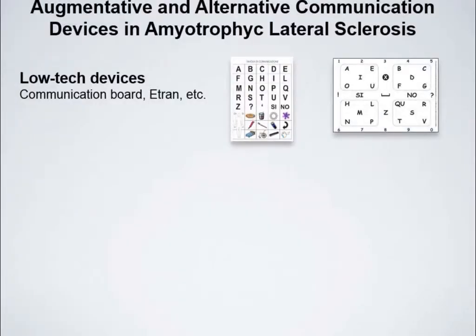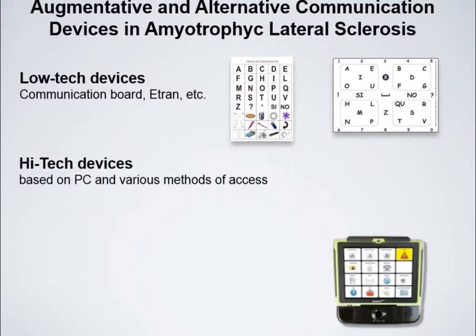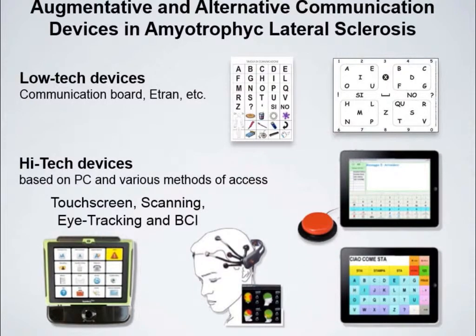For many years, we have been using augmentative and alternative communication devices in order to recover communication abilities in people with amyotrophic lateral sclerosis. We can distinguish two categories of communicators: low-tech devices, such as communication boards, slate with marker, ETRAN boards, and the high-tech devices. The latter are based on different user interfaces for computer access, such as touchscreen, scanning, eye tracking, and brain-computer interface.